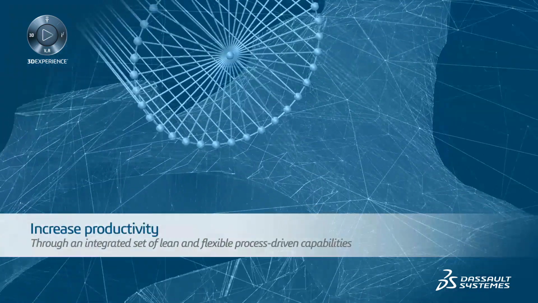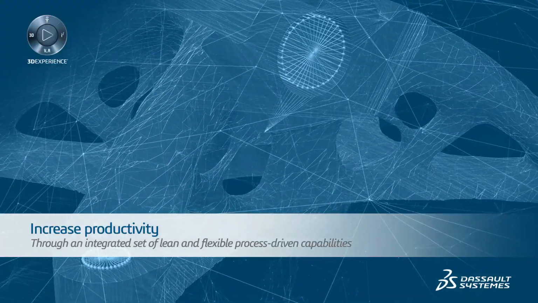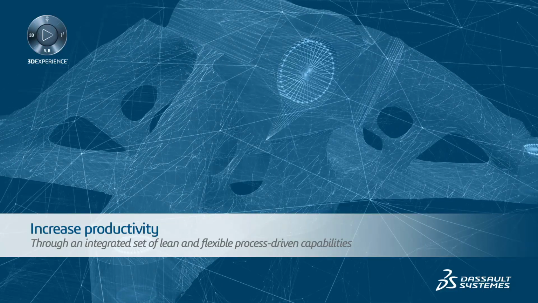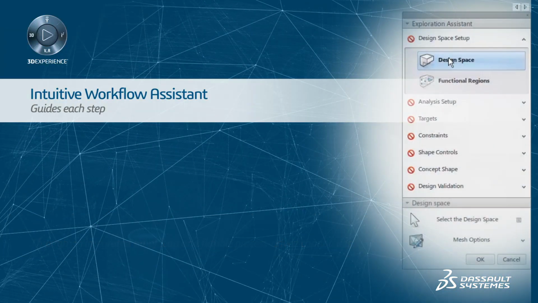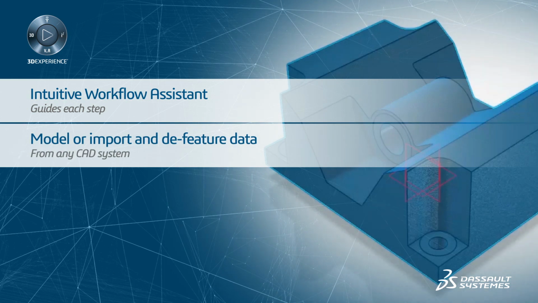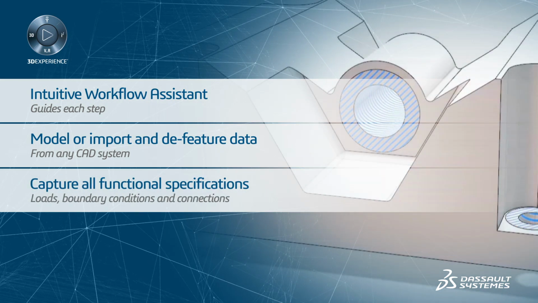So to summarize, CATIA delivers a unique functional generative design solution that increases productivity in an integrated set of lean and flexible process-driven capabilities. An intuitive workflow assistant guides each step. You can either model or import and defeature data from any CAD system. Apply loads, boundary conditions, and connections.